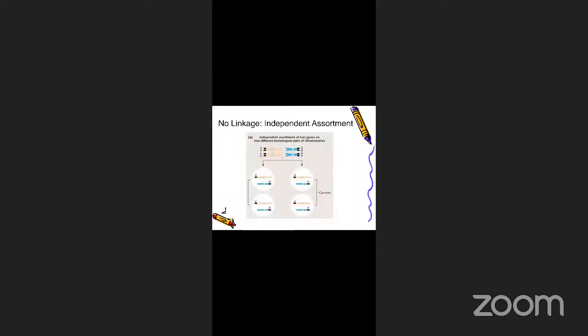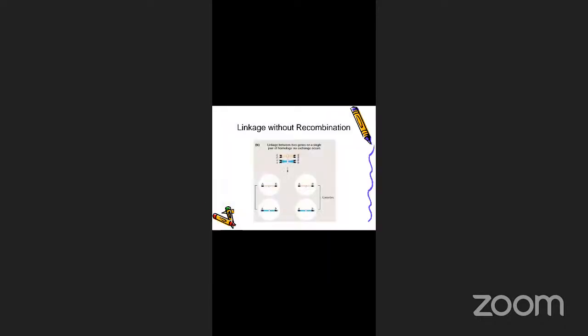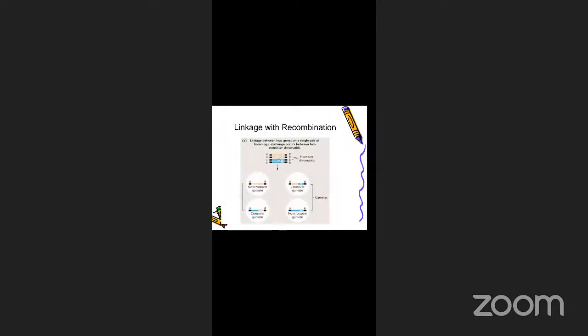So, no linkage, independent assortment. Now I will stop this here, and then I will show you the inborn errors, because time won't permit.